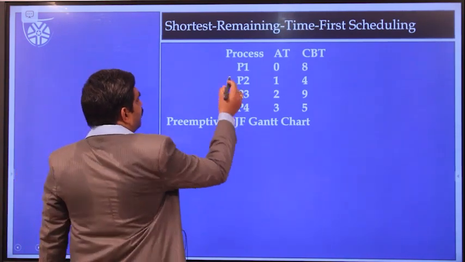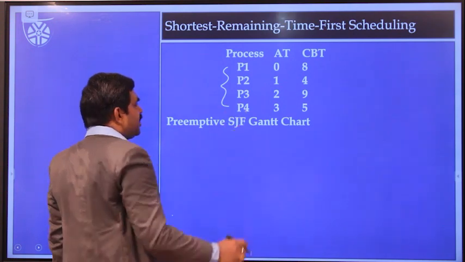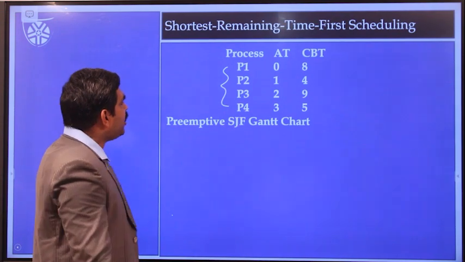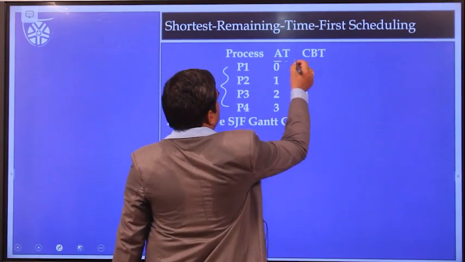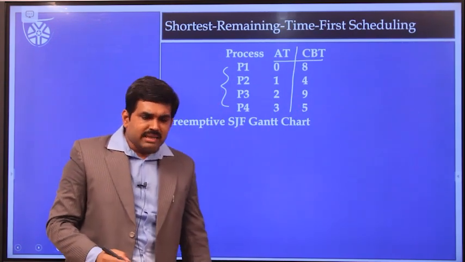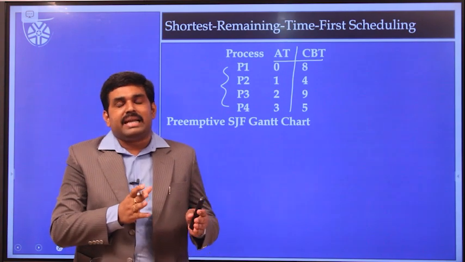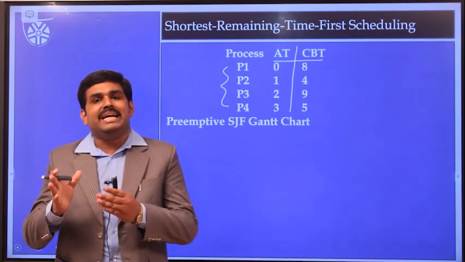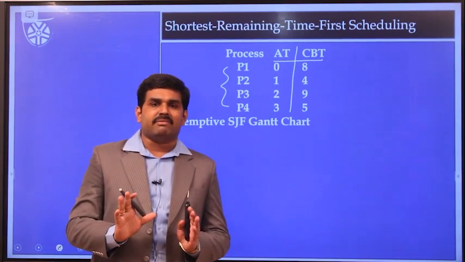Guys, you have been given 4 processes called P1, P2, P3, P4. In addition to that, you have been given 2 more pieces of information called arrival time and CPU burst time. What is arrival time? The time at which the process has entered into the main memory is referred to as the arrival time.